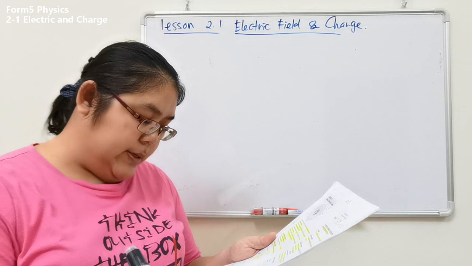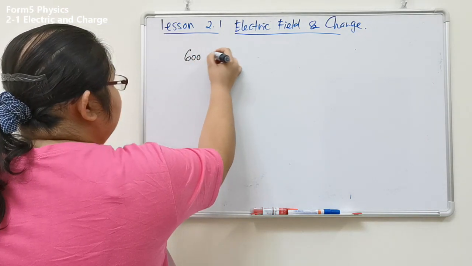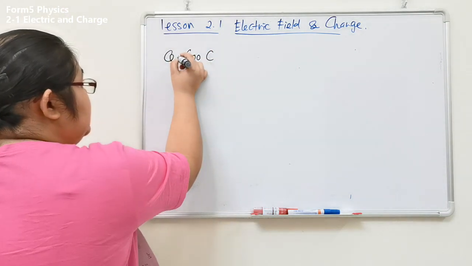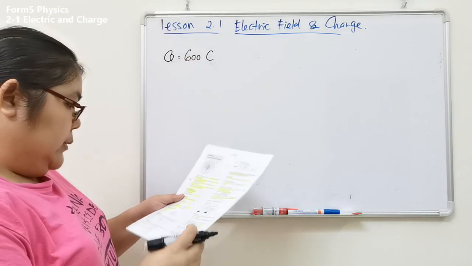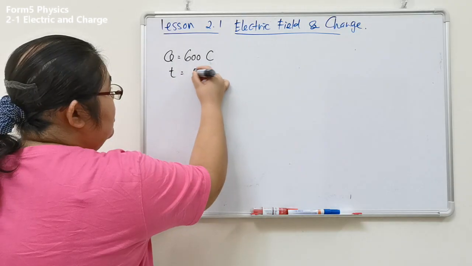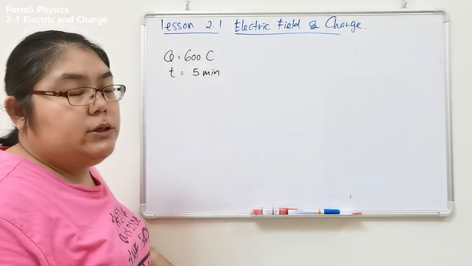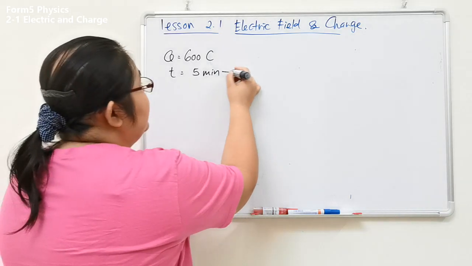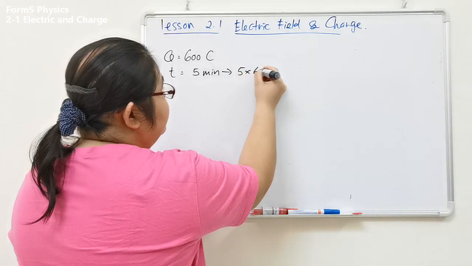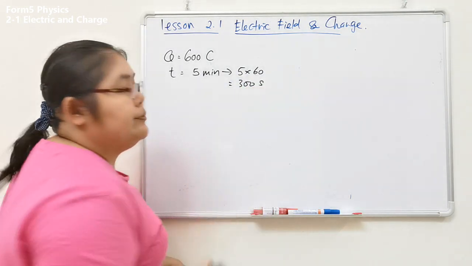Now let's see question number one. The charge is 600 coulomb, Q equals 600. Second, the time taken is 5 minutes. Normally we want to use the SI unit, so you need to convert: 5 multiplied by 60 becomes 300 seconds.